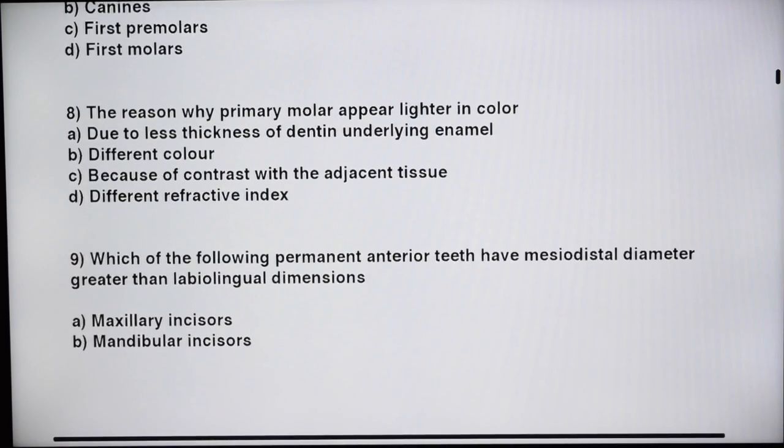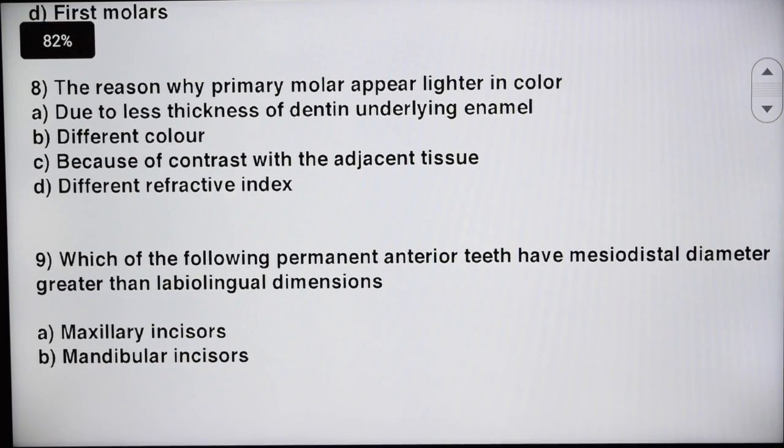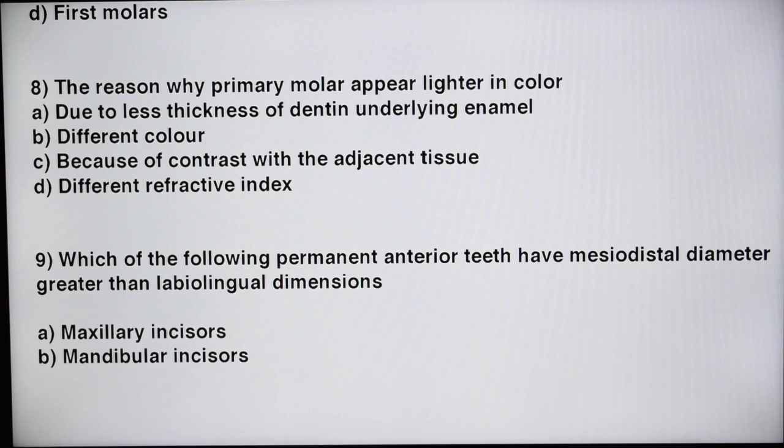And coming to the next, 8th question, the reason why primary molars appear lighter in color. Is it due to less thickness of dentin underlying enamel, or different color because of contrast with adjacent tissue, or different refractive index? The main reason why deciduous teeth are called milk teeth is because of their refractive index, which is close to that of milk. The refractive index of milk is approximately 1, and the refractive index of deciduous teeth is also approximately 1, hence they're called milk teeth, right? So it's mainly because of a different refractive index, so option D is appropriate, right?